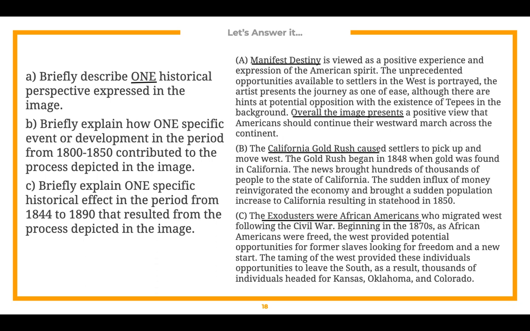All right, the next one is one specific event, all right, that contributed to this process. Another KBAT, California Gold Rush. You're going to talk about it, define it, relate it back to the question. And then the next question is asking from 1844 to 1890, something that resulted from all of this. Exodusters, again, another KBAT. You list it, explain it, define it, and relate it back to the question.